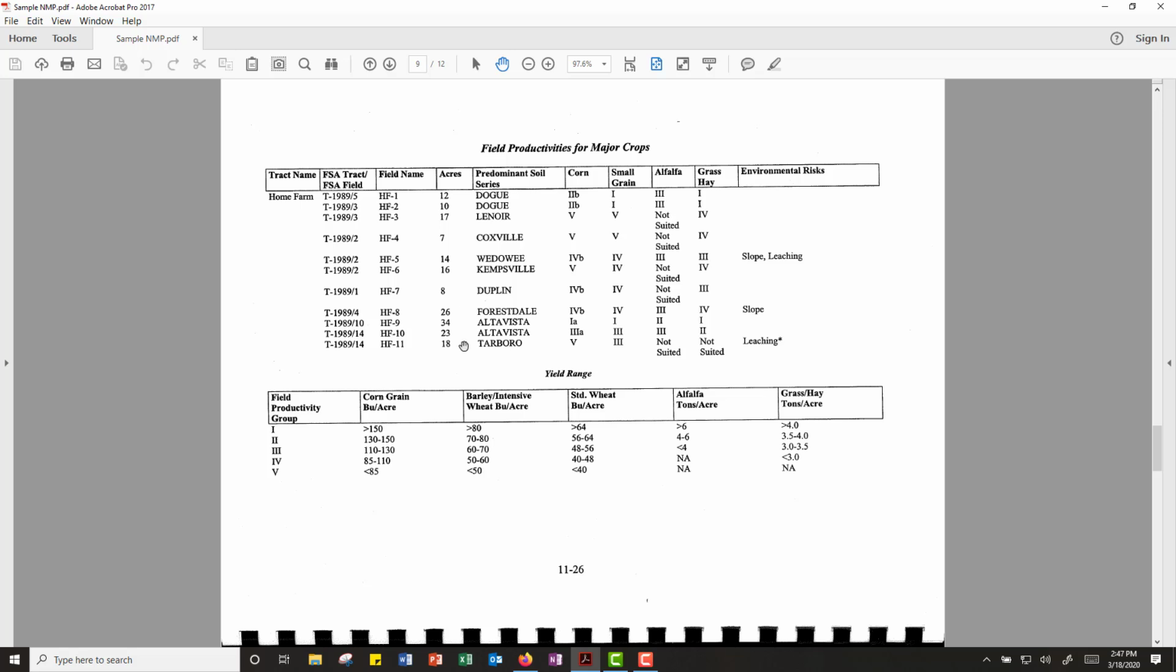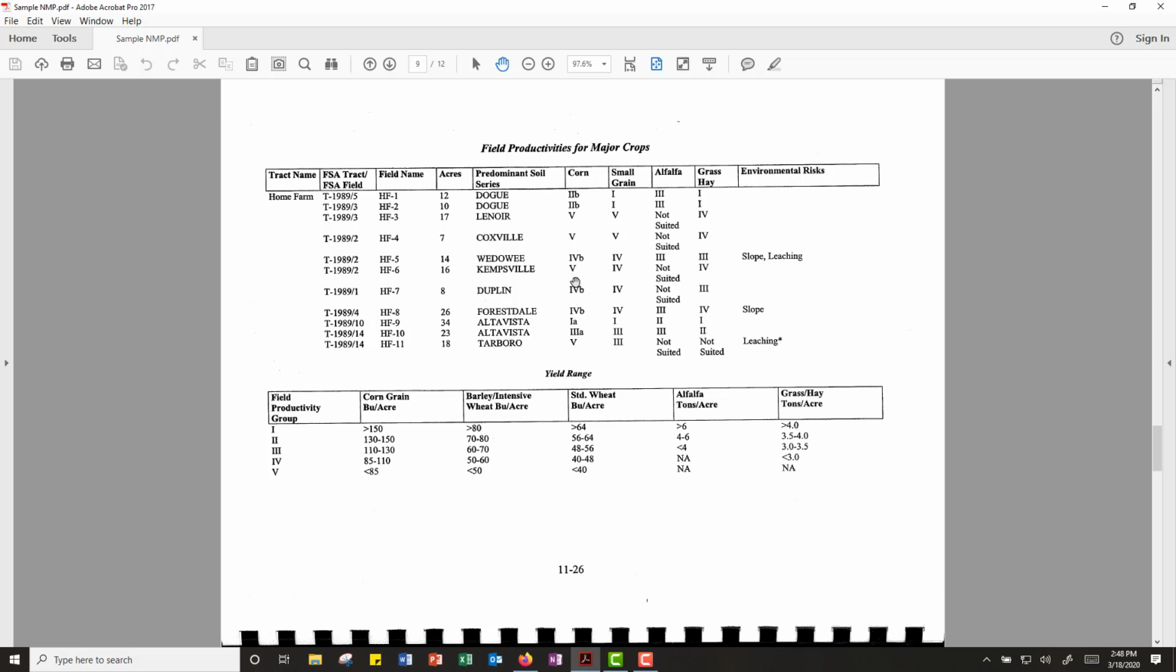Next is the predominant soil series. And I'm not going to dig too deep into that in this class. There are some great classes at Tech on soil chemistry, and it's actually quite interesting. But essentially, different types of soils are named different things. And so Dogue is a soil series that has certain characteristics. Lenoir and Coxville and Weedowie, and I have no idea where these names come from. A lot of times it's the county where they are first observed. But that's just the name of the soil in that field.